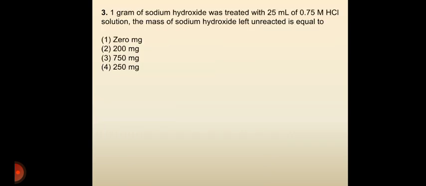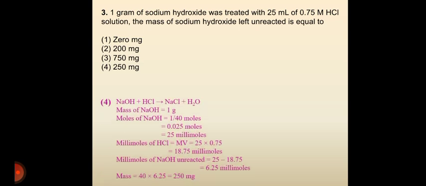So the next question is, 1 gram of sodium hydroxide was treated with 25 ml of 0.75 molar HCl solution. The mass of sodium hydroxide left unreacted is equal to, the correct answer is option 4.